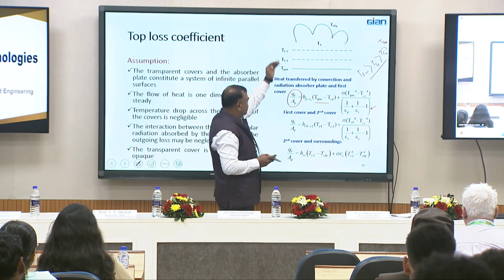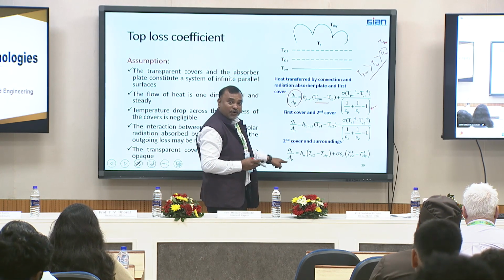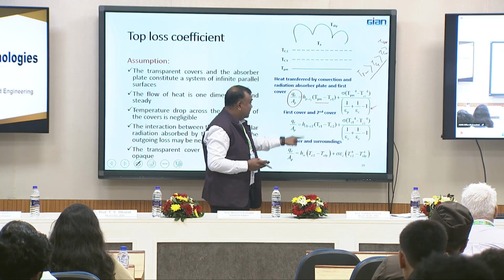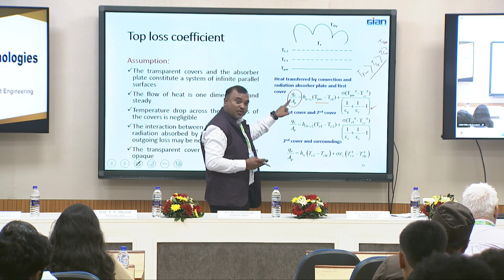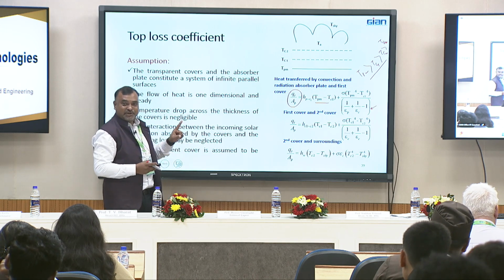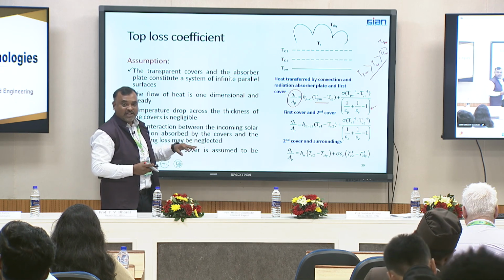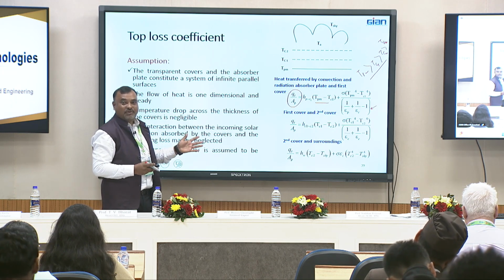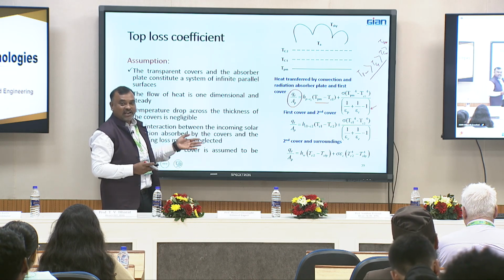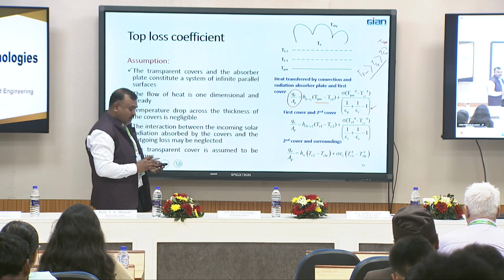We need to assume those values. And then from the first cover to the second cover, and the second cover to the third, this expression has to be the same for all. If you say this is 1, this is 2, this is 3, this QT by AP has to be the same for all. So you should remember that. When you are solving these expressions, if you assume any temperature and solve it, and you find different values, then your choice is not perfect. Then you need to redo the calculations until you get very close values of QT by AP for all the expressions.